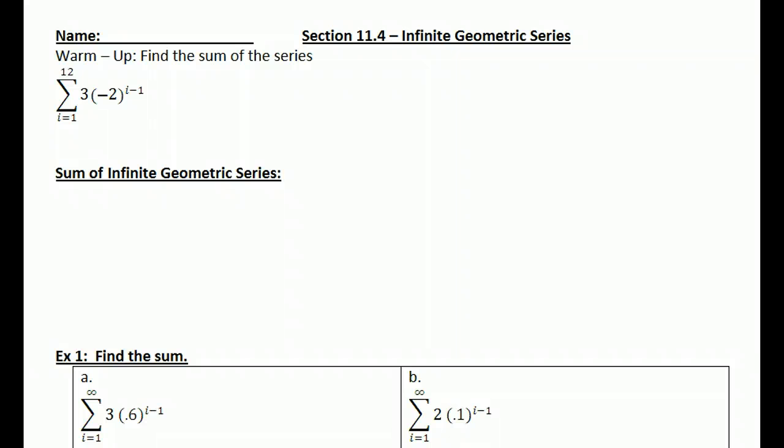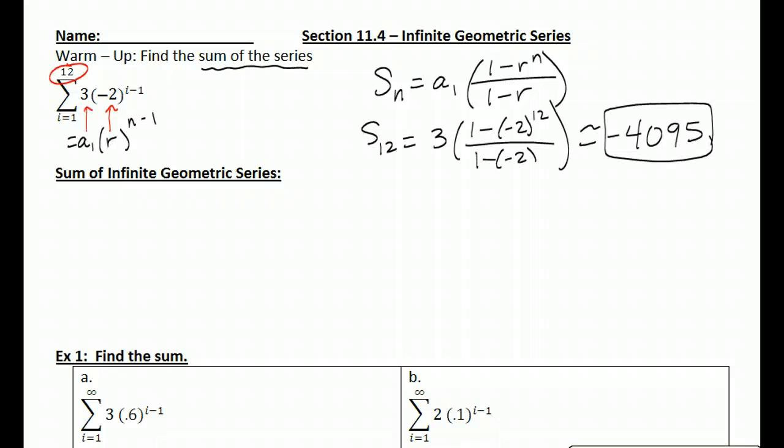So please pause the video and see if you can find the sum of the series given here. And I'll give you a hint. Remember, our sum of a series formula for a geometric series was this. So in order to use that formula, I need to figure out what A1 is, what R is, and what N is. So go ahead and pause and give it a try.